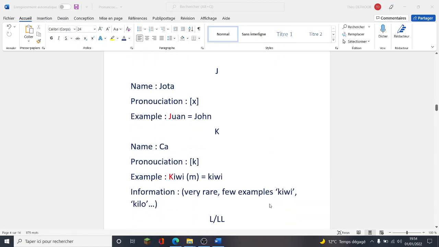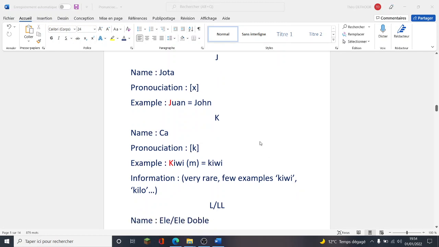The letter J in Spanish is called la J, and its pronunciation is J, like in the name Juan, which is the equivalent of the name John. What about the letter K? The letter K is called la K, and its pronunciation is K, like in the word kiwi, which is masculine and means kiwi. An extra information about the letter K is that it's very rare. It's very rarely used in Spanish. There's only a few examples, like kiwi or kilo, like the units, but it's not used a lot in Spanish.